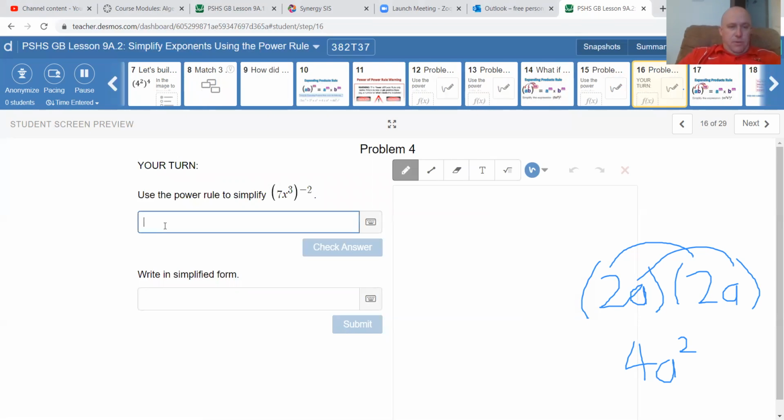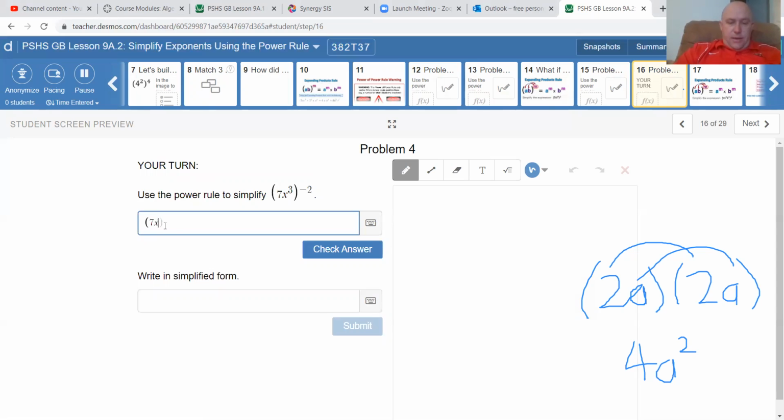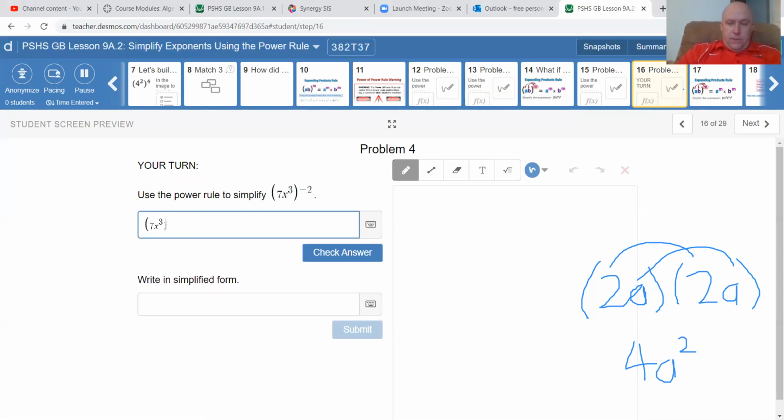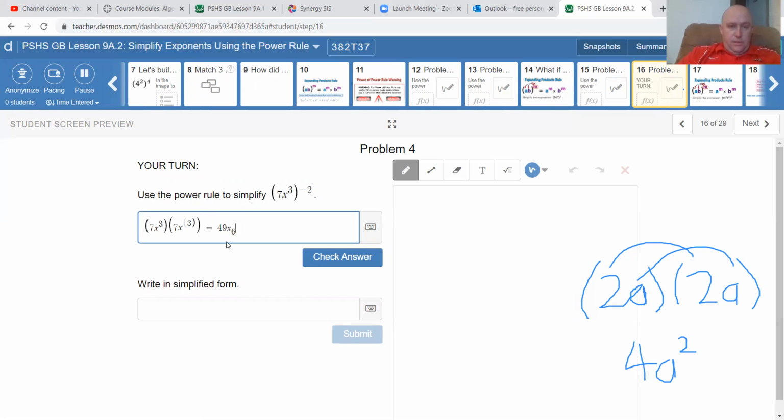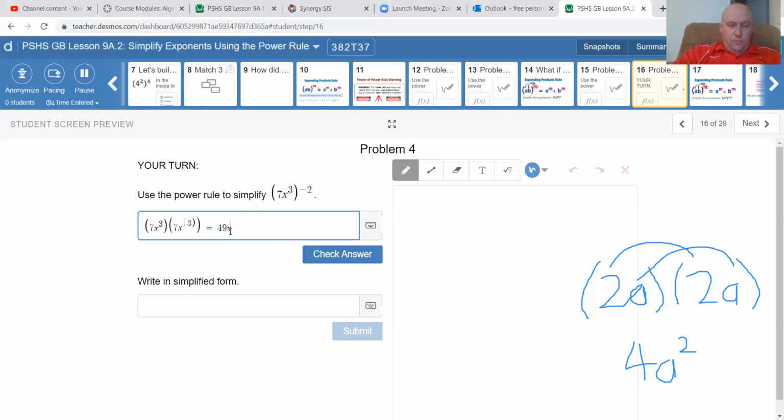Another one with a negative exponent. So I'm actually going to ignore the negative to begin with. I'm just going to work out what 7x cubed times 7x cubed is. So 7 times 7 is 49, and add the exponents. 3 add 3 is 6. Whoops, so that's supposed to be to the power of 6.